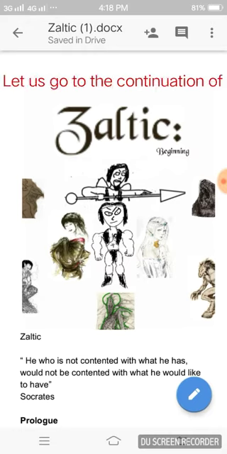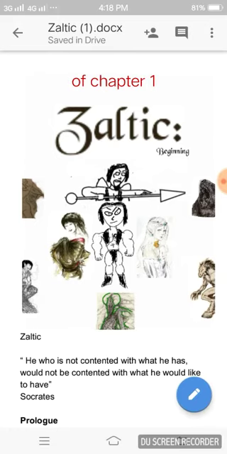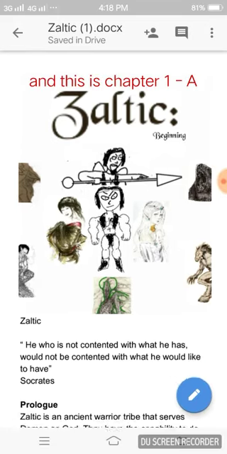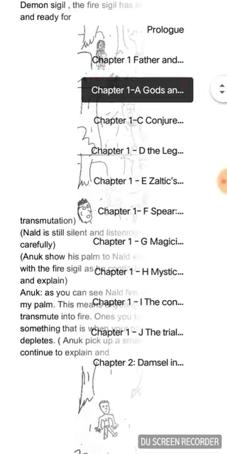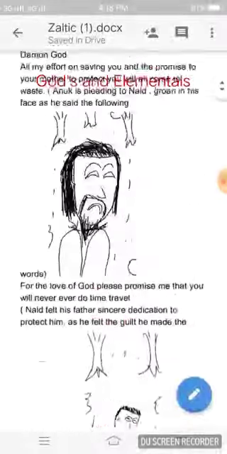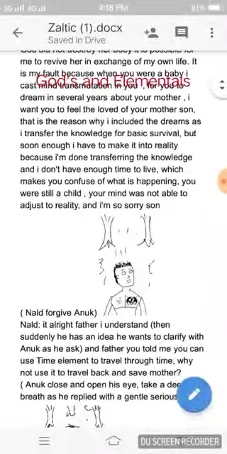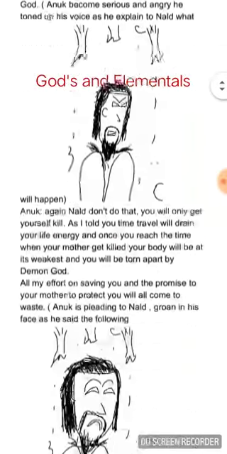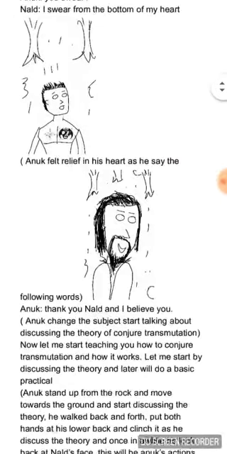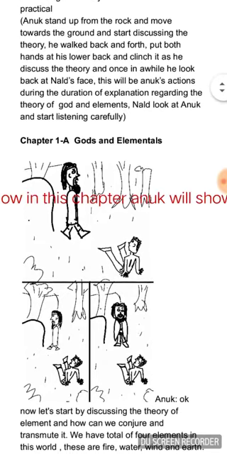Now, let us go to the continuation of chapter 1. And this is chapter 1-A. Where is that? There it is. Chapter 1-A is God and Elementals. There it is.